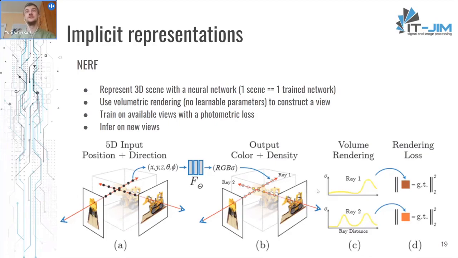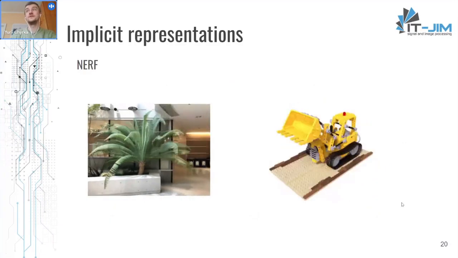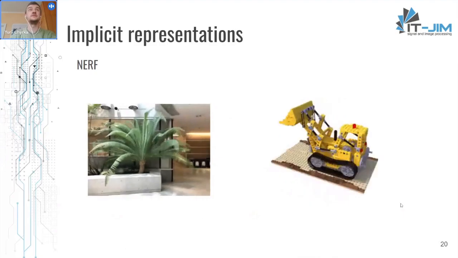So first it learns three-dimensional properties of the objects, and then we can request the system to render a view of this object from previously unseen points in space. And it is done by a few complex procedures like ray tracing and rendering. And here are a few examples of how this system is working.